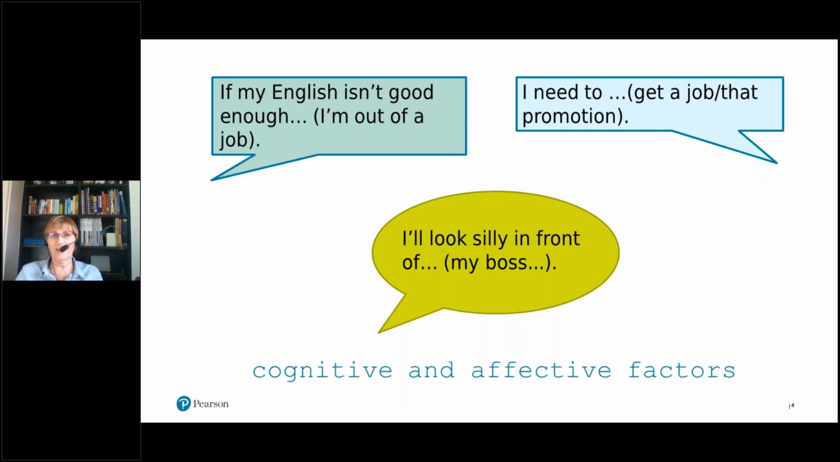Now, that can be obviously positive or negative. And very often I find with the lower level learners that they have quite a high level of anxiety sometimes, and lack of confidence in their ability, and they may not even be motivated because they might feel that this has been forced on them, that they haven't necessarily wanted to do these courses. So those are kind of affective factors.